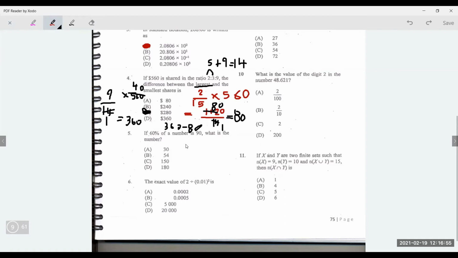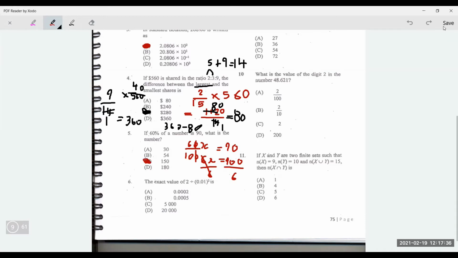Question 5. It says if 60% of a number is 90, what is the number? 60% is 90. And so 60%, remember, is 60 over 100. That's writing it as a fraction. 60 over 100 of some number x equals 90. So let's transpose for x. This 0 cancels this 0, all right? And we can then cross multiply to have 6x equal to 10 times 90, which is 900. Then we divide both sides by 6. These 6 would cancel. And then 900 over 6 is 150.